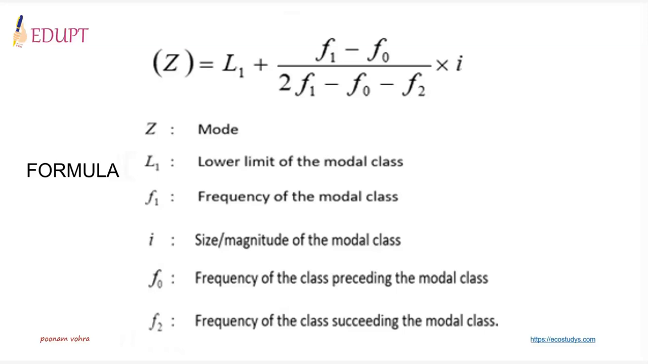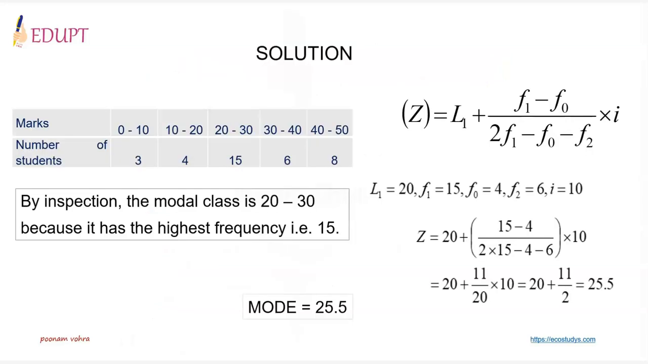For observation method or for grouping method, we need to make use of this formula. Z, the mode, is equal to L1 plus (F1 minus F0) divided by (2F1 minus F0 minus F2) into I, where L1 is the lower limit of the modal class, F1 is the frequency of the modal class, I is the magnitude of the modal class, F0 is the frequency of the class preceding the modal class, and F2 is the frequency of the class succeeding the modal class.